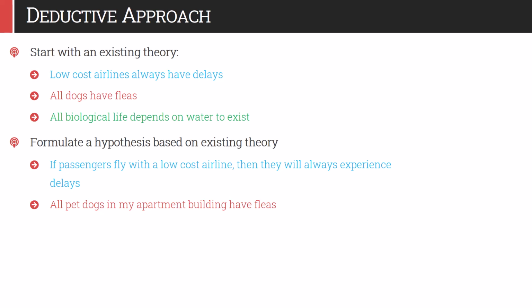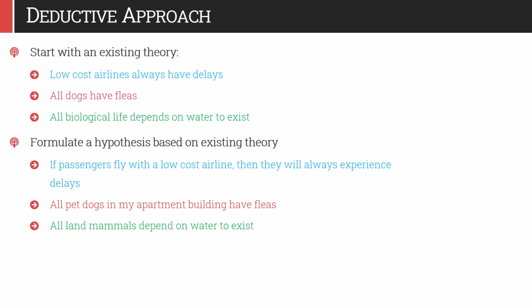All dogs have fleas. That was the generalized rule. From that we have derived the narrowed-down hypothesis that all pet dogs in my apartment building have fleas. And similarly for the third case, we can say all land mammals depend on water to exist.